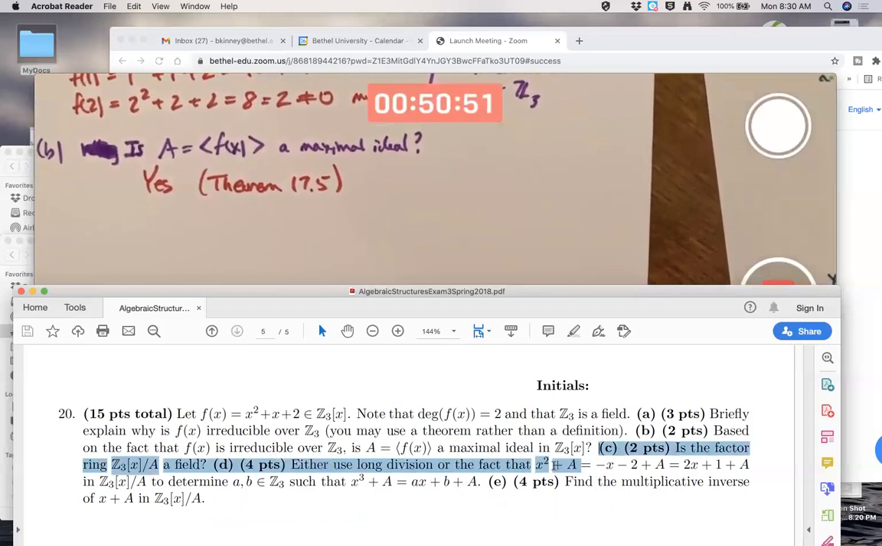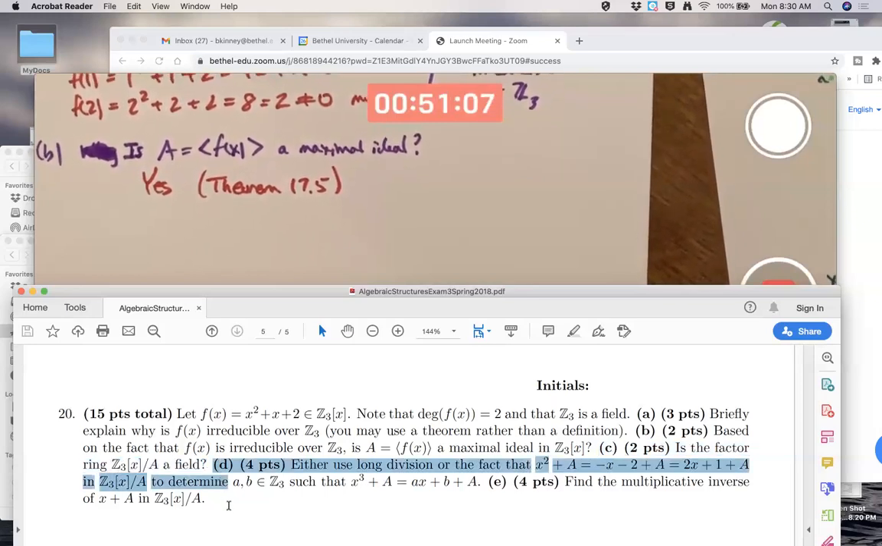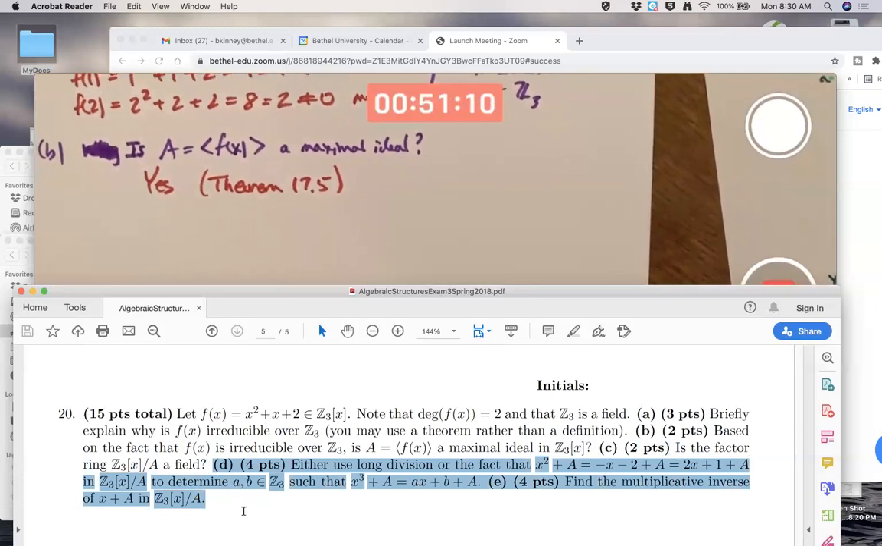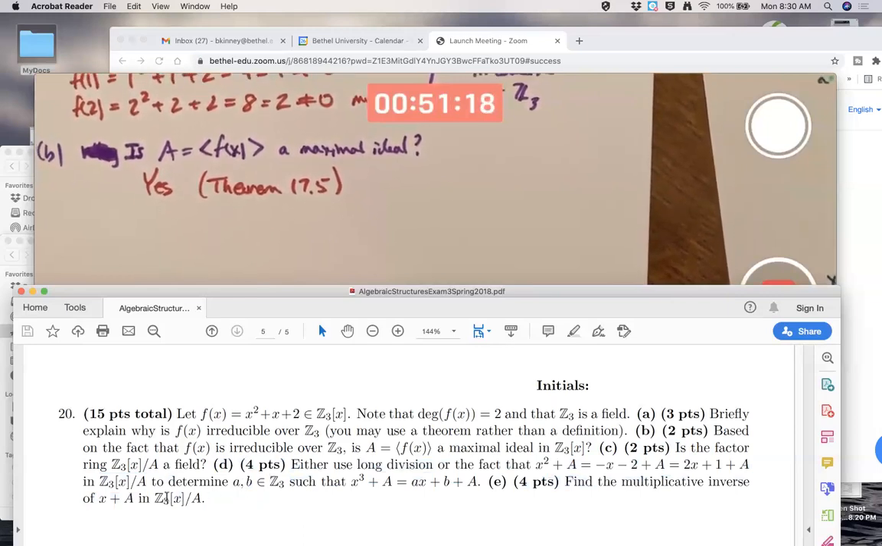Part C is a yes or no as well. And that's the corollary. It is a field. And in parts D and E, we're expanding on the fact that it is a field to do calculations, ultimately in E to calculate a multiplicative inverse that would be guaranteed to exist because this is a field.